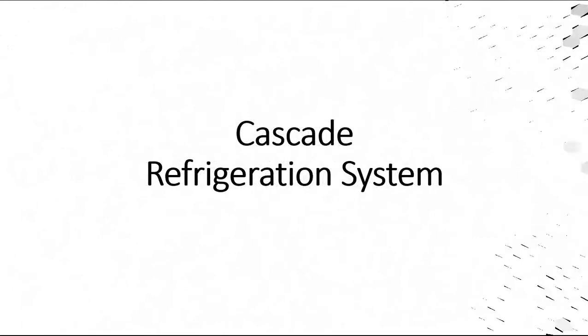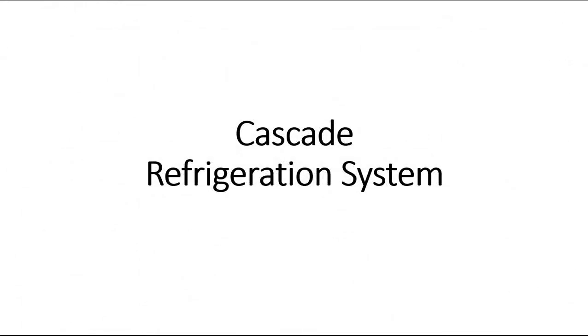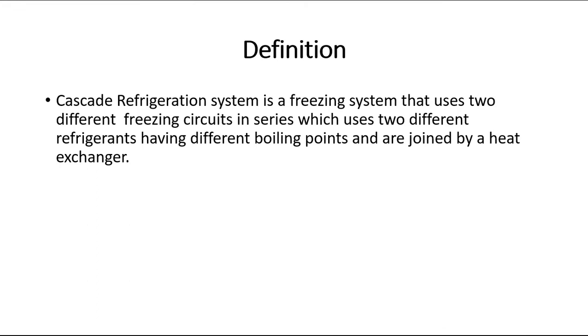In this lecture, we will see Cascade Refrigeration System. The term cascade means waterfall. In Cascade Refrigeration System, two different refrigeration circuits are used, which use two different refrigerants, and these will be connected by using a heat exchanger.